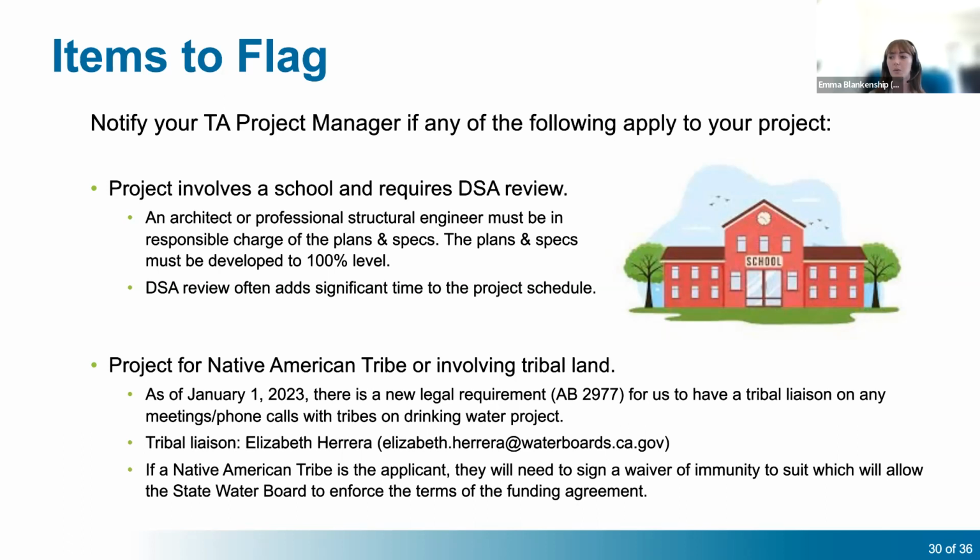Also, if you have a project for a Native American tribe or involving tribal land, there's a new legal requirement in place starting January of 2023. If you want to refer to the bill language, it's AB 2977. It requires us to have a tribal liaison on any meetings or phone calls with tribes for drinking water projects. Our tribal liaison is Elizabeth Herrera, and we have added her email here. So if you have a meeting that you want to schedule with the tribe, you can email her or notify the project manager and the PM can make that connection.